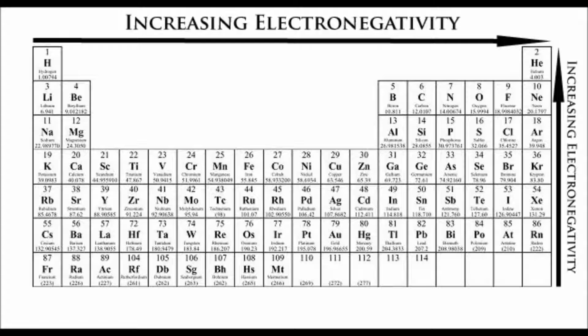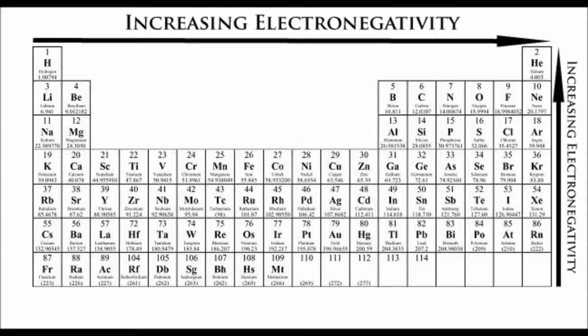The Pauling scale is used as a measure of electronegativity. It runs from 0 to 4. An example of something that is at the bottom end of the scale is sodium, which has got a value of 0.9, and something at the higher end of the scale is fluorine with a value of 4.